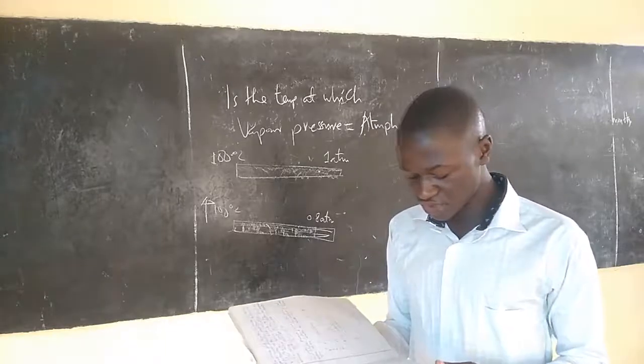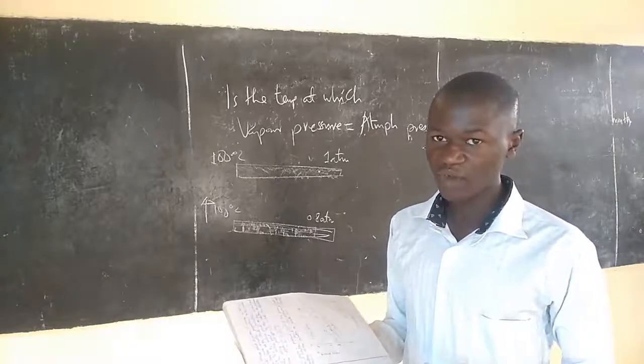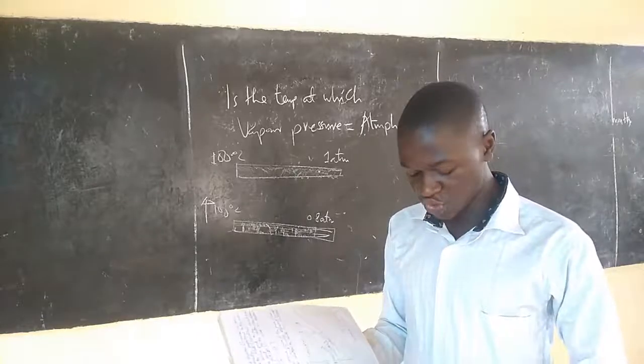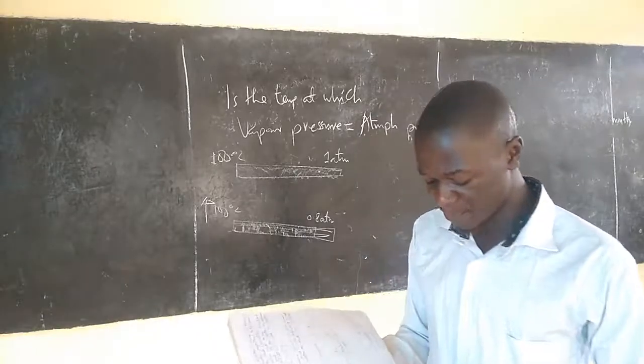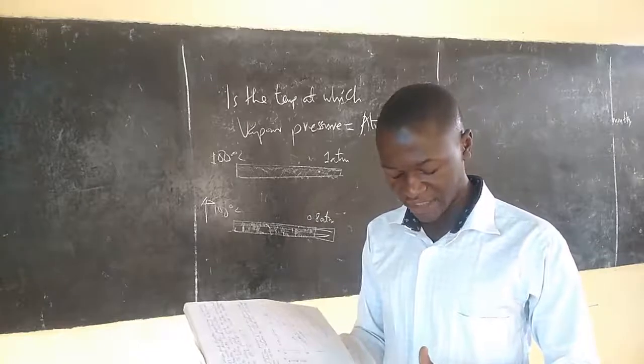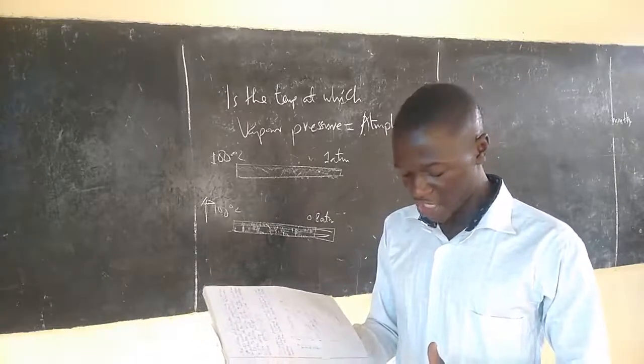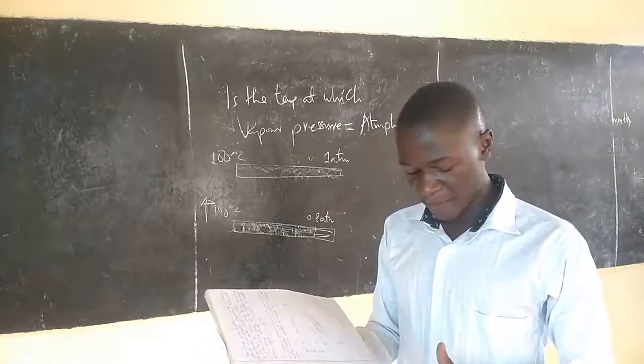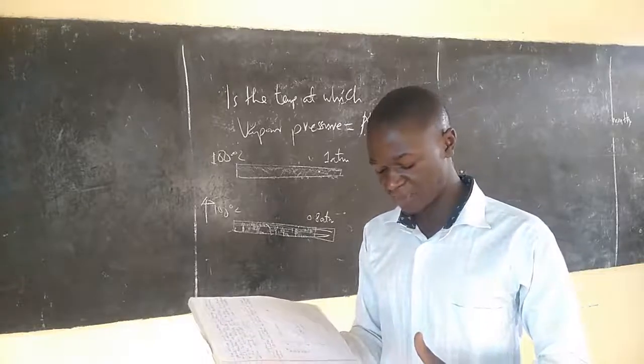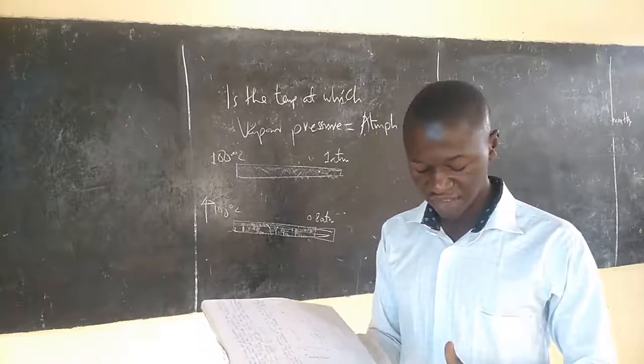This is because the solution has a lower vapor pressure. The solution which has a low vapor pressure would need to be heated to a higher temperature in order for the vapor pressure to be equal to the external pressure, that is the atmospheric pressure.